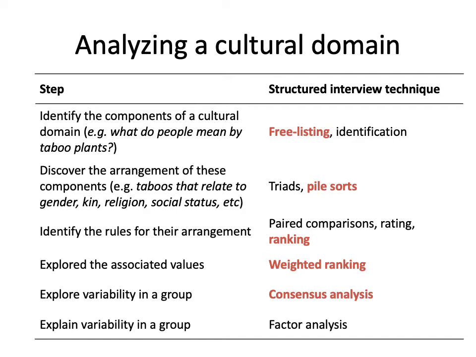These vegetables are only eaten by poor people. So you can do exercises with people to find out what categories they divide these plants into. Triads is one that's described in the course book, but pile sorts is something that we're going to discuss during this lecture. Then you make different piles on which you place the different items.